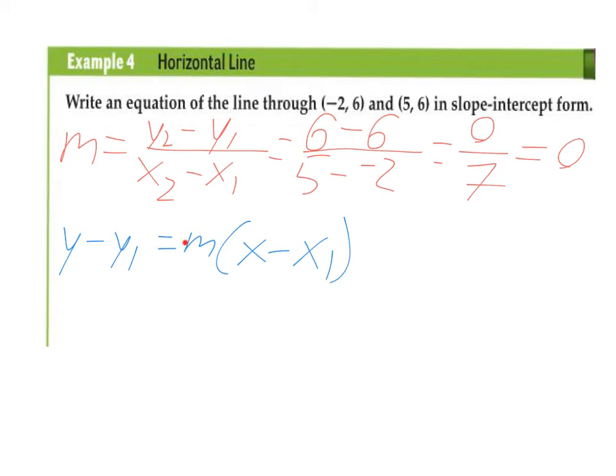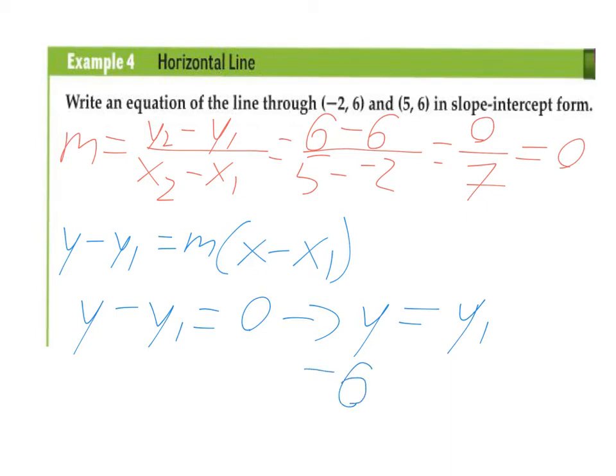We know that our m value here is 0. So that 0 is going to go there. We'll distribute it into our equation here, but 0 times anything is still going to give us 0. So we're going to have, let's back up, y minus y sub 1 is equal to 0, which means that y is equal to whatever y sub 1 is. In this case, y sub 1 for us is going to be 6. So 6 is equal to our y. So we're going to have a horizontal line at y equals 6.